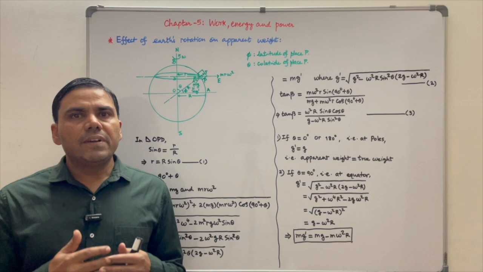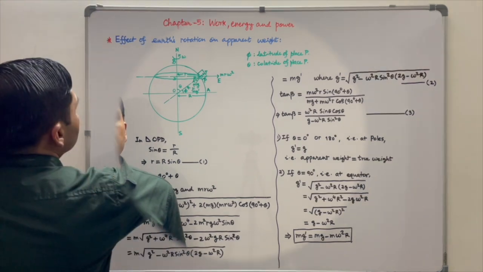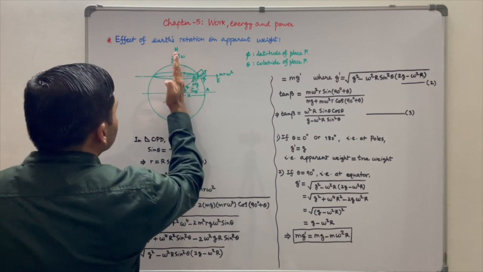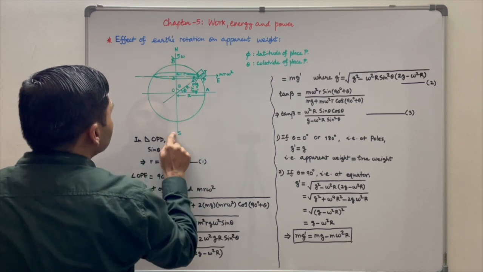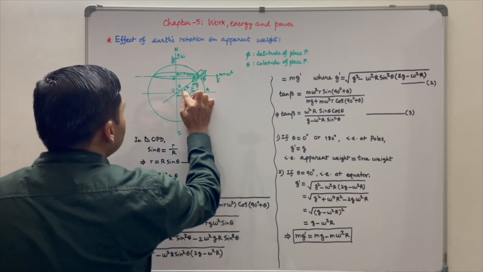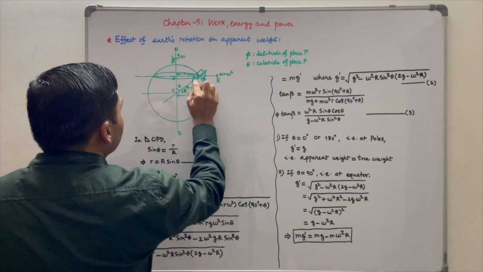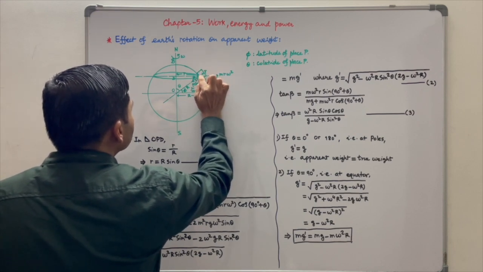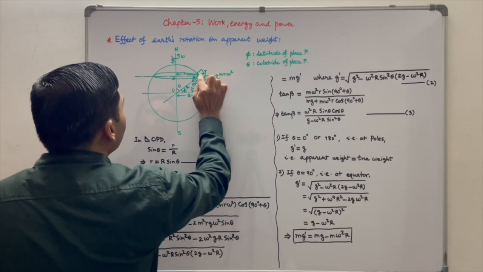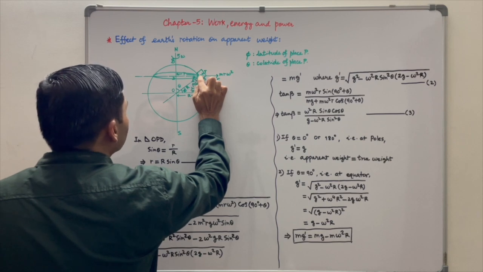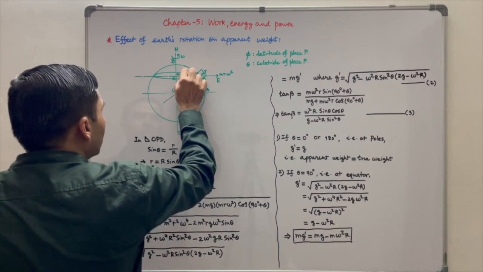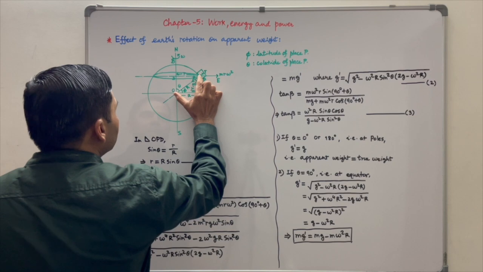Now let us understand the effect of Earth's rotation on apparent weight. Suppose this is Earth, which is rotating with constant angular speed omega about its axis that passes through the north-south poles. There is a place P on Earth's surface whose latitude is phi and co-latitude is theta. At this place, there is a room in which a bob is attached to a string, and the string is hanged from the ceiling. Bob is in a state of equilibrium. This room itself is rotating on a circular path of radius small r. Capital R is the radius of the Earth.